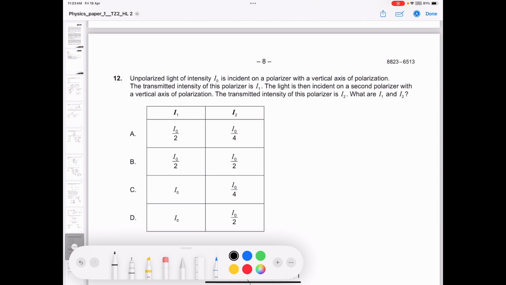Alright, so this question requires some careful reading to get the answer. So you have this unpolarized light of intensity I0, and it's incident on a polarizer with a vertical axis of polarization. The transmitted intensity of this polarizer is I1. The light is then incident on the second polarizer with a vertical axis of polarization. The transmitted intensity of this polarizer is I2. Compare I1 and I2.